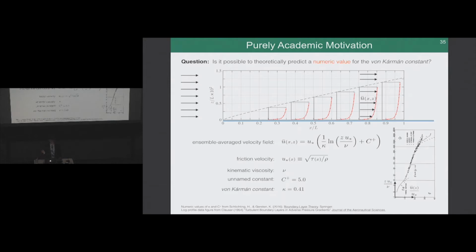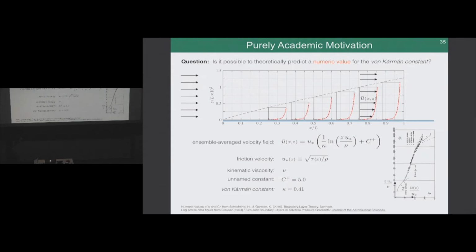And aside from the low order modeling angle, the other motivation we have for this work is one purely academic. The question is, is it possible to theoretically predict a numeric value for what's called the von Karman constant? The von Karman constant occurs in lots of different fluid flows, but I'm illustrating what's called a boundary layer flow over a flat plate. So say you have a uniform flow, and then it encounters a flat surface here. The flow is going to stick to the surface, but it still wants to go this free stream speed a little bit away from the wall, so you get what's called the boundary layer.